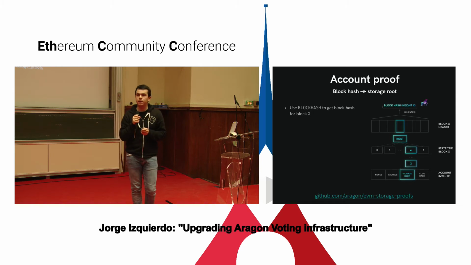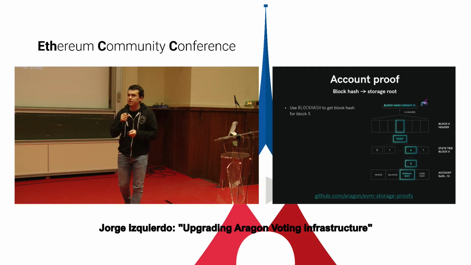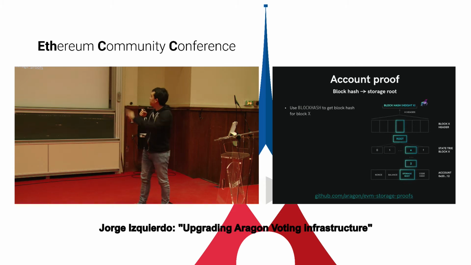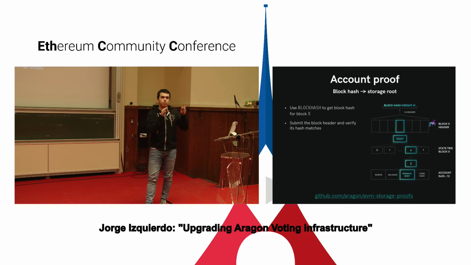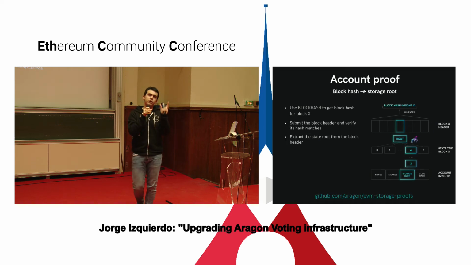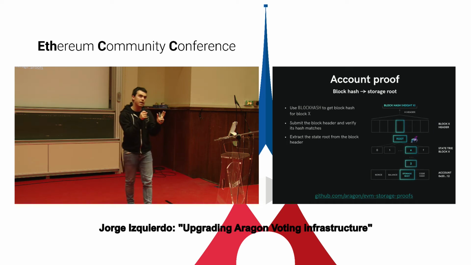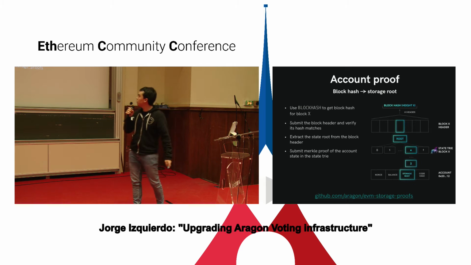So here we start with the block hash, which we take as true. We can get the block hash by running the BLOCKHASH opcode, and then you kind of have to follow the diagram, if you see it. You start from the block hash at that block height. You submit the entire block header. You verify that the block header actually hashes to the block hash that you already have. Then from that block header, you can extract the root of the state trie. This is the trie that has the state of all the Ethereum accounts at that block number, and from there you can do a Merkle proof from that root until the account that you're interested in.